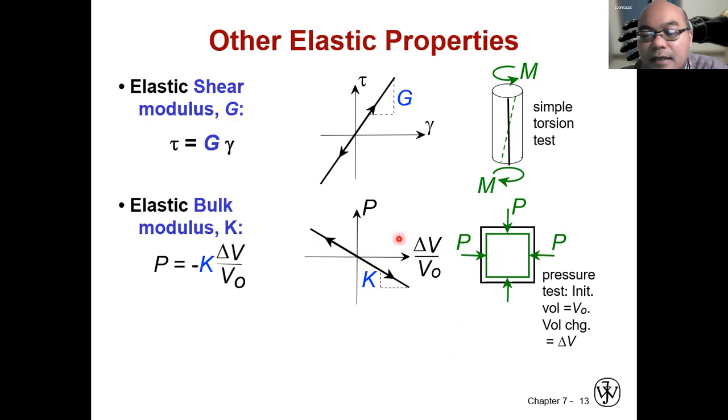Because with increasing pressure, the volume should decrease, right? The delta V will decrease. When the pressure decreases, the volume increases. That is why the gradient is negative.